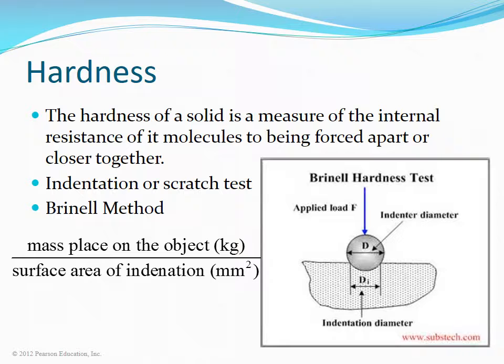The Brinell method is a common method used to measure the hardness of a metal. A machine is used to press a 10 mm hardened chrome steel ball with the same force as an equivalent mass of 3,000 kilograms into the metal being tested. The diameter of the resulting impression is used as a measure of the metal's hardness. The Brinell value, or number, is the ratio of the mass of the object divided by the surface area of the indentation.